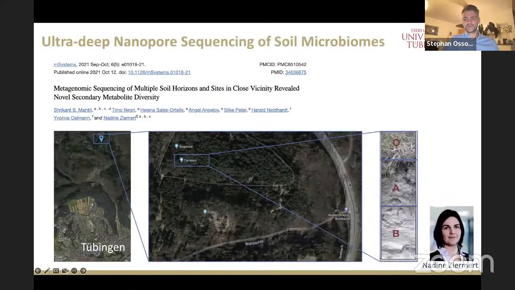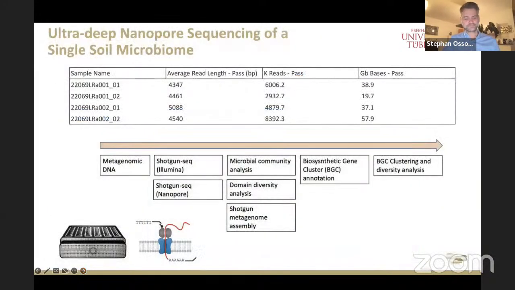So that collaboration is with Nadine Ziemert at the university. She published a study recently where they looked at soil microbiomes from Tübingen, well, multiple, and used them to identify secondary metabolites. In that study, they used Illumina combined with a low coverage nanopore. And our question now was, can we actually saturate that sample by going extremely deep with nanopore?